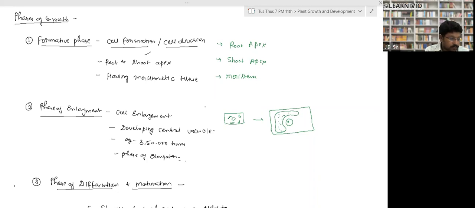And that's how development of central vacuole takes place, and that's how the cell increases its volume. For example, in watermelon, during cell enlargement, it increases cell size.